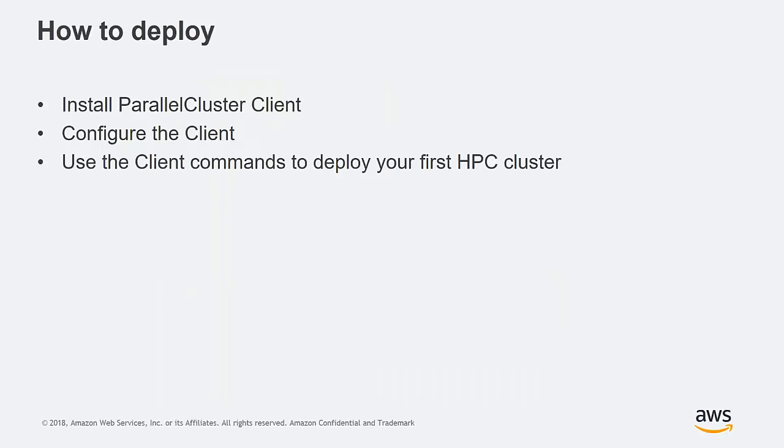So we have seen the high-level architecture. Now let's have a look at how to deploy it. The first step is to install the ParallelCluster client. The client, the command line, is really the most important configuration point, let's say, for ParallelCluster. So we'll see how to deploy the ParallelCluster client, how to configure it, and then what are the commands that you can use in order to deploy your first cluster.